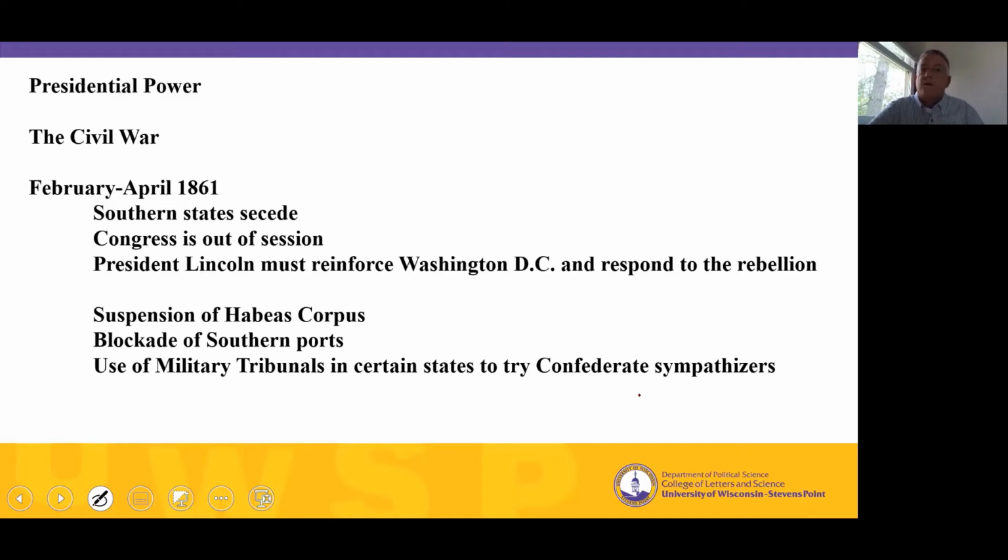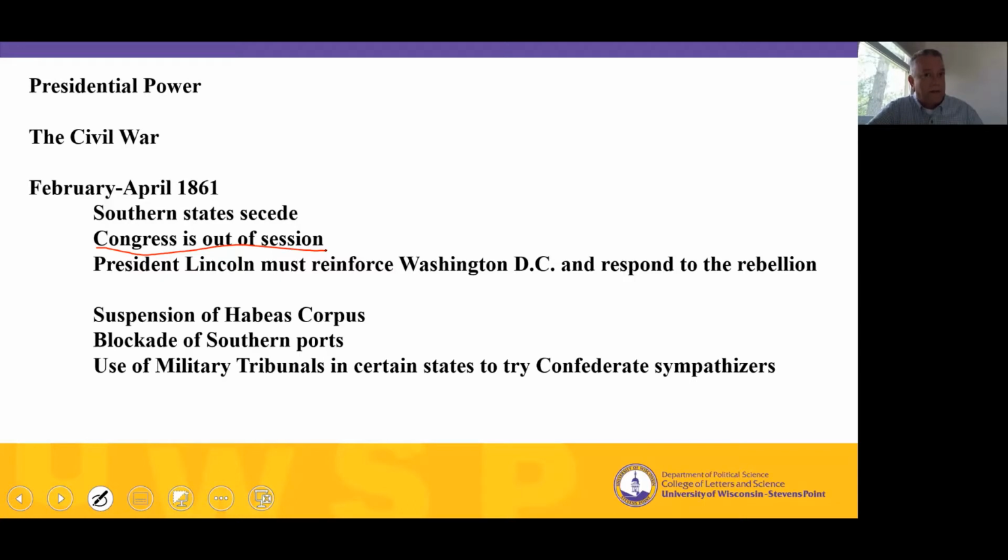So to put them in their historical context, Abraham Lincoln is elected president. Among other things, that prompts Southern states to start to secede in spring of 1861. As states are seceding, leaving the Union, Congress is out of session. And remember, back then, it was very, very difficult to bring Congress back into session. Members of Congress might often have to travel weeks in order to get to the nation's capital to represent their districts and their states.